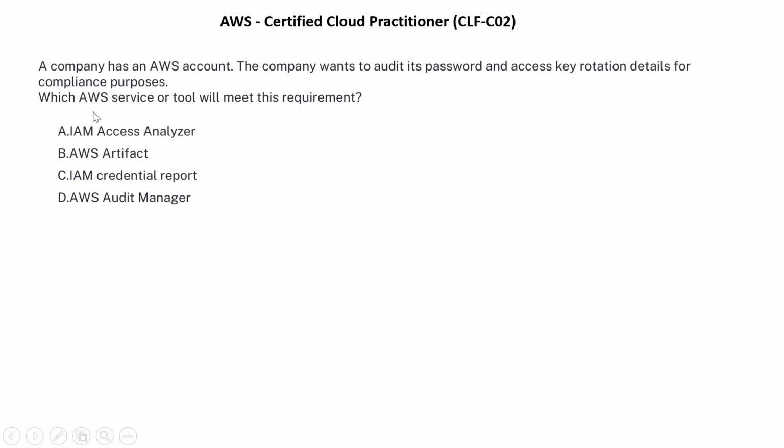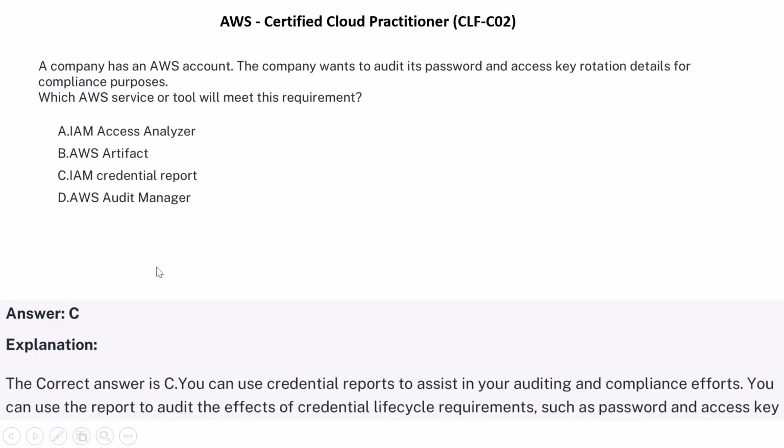Next question. A company has an AWS account. The company wants to audit its password and access key rotation details for compliance purposes. Which AWS service or tool will meet this requirement? Options are Option A, IAM Access Analyzer. Option B, AWS Artifact. Option C, IAM Credential Report. Option D, AWS Audit Manager. The correct answer is Option C.